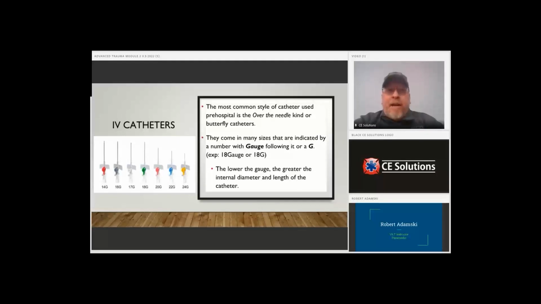All right, we have various type catheters. Remember, the commonly used ones are anywhere from 14 gauge all the way up to 24 gauge. The smaller the number, the bigger the diameter, or the internal diameter of that catheter. So, for instance, a 14 gauge catheter is going to have a much larger internal diameter than a 24 gauge catheter.